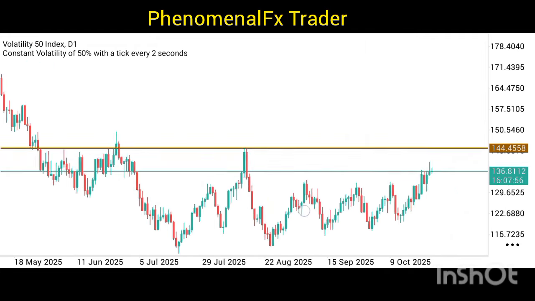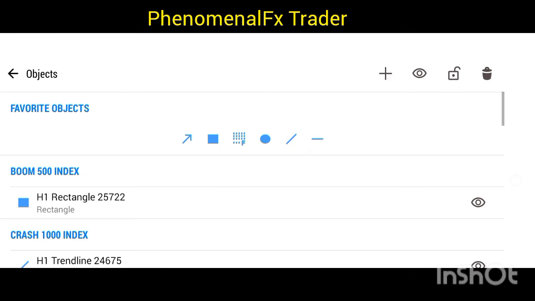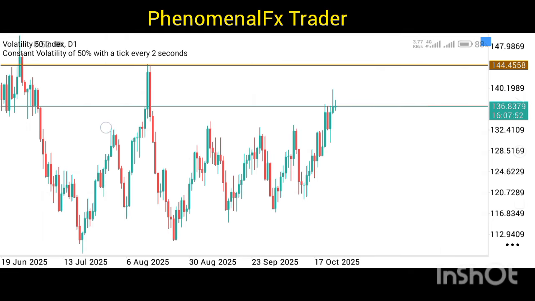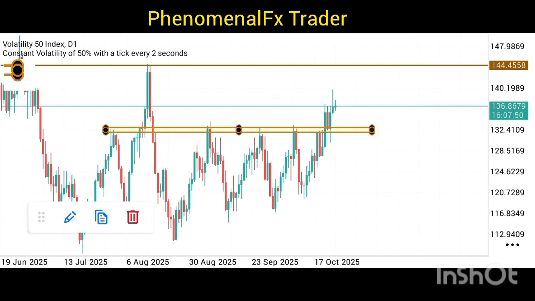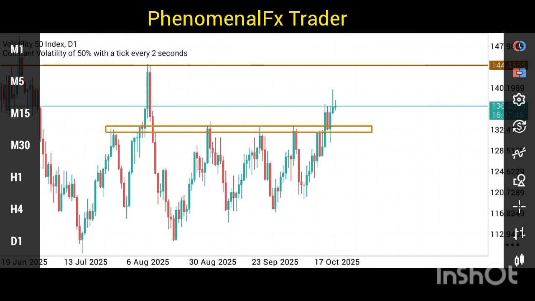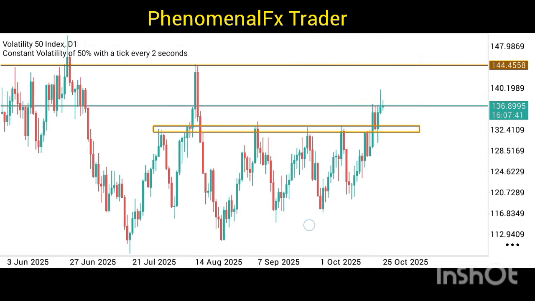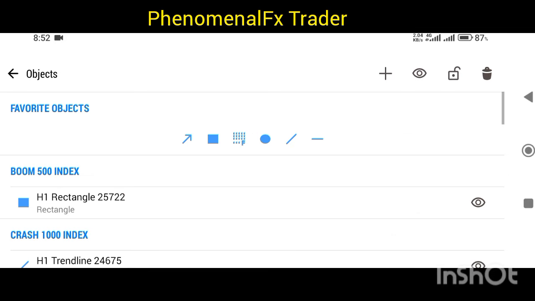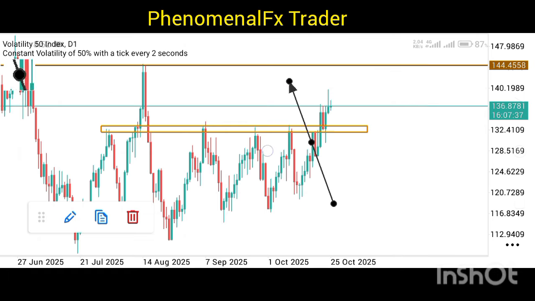On the daily time frame, you can see we had a strong level of resistance here when the market consolidated or ranged around here. You can see this was a very strong level of consolidation. The market finally broke out of the consolidation and started buying. So now what we are looking at is this particular level here, this high here.